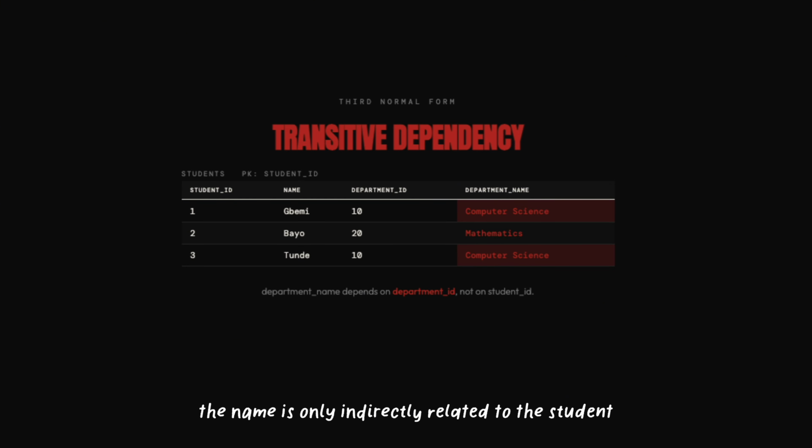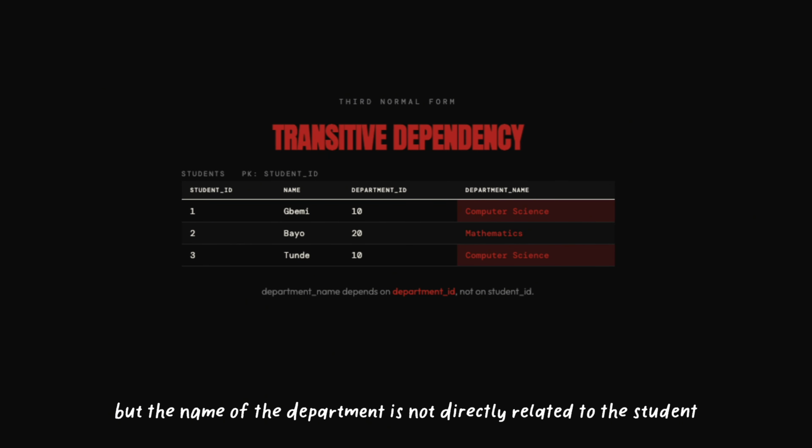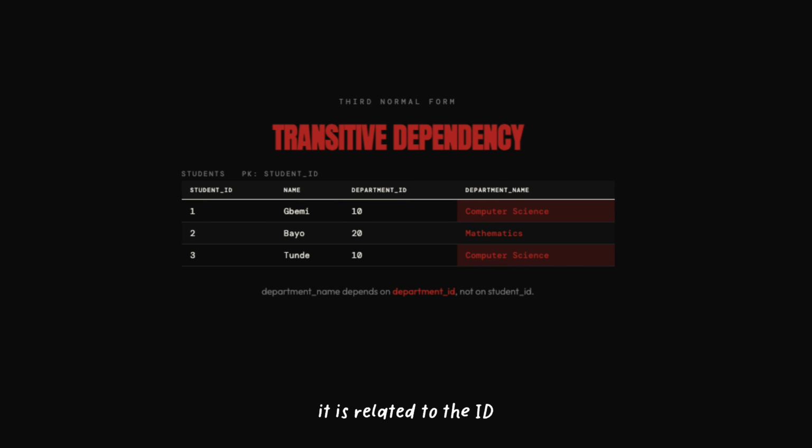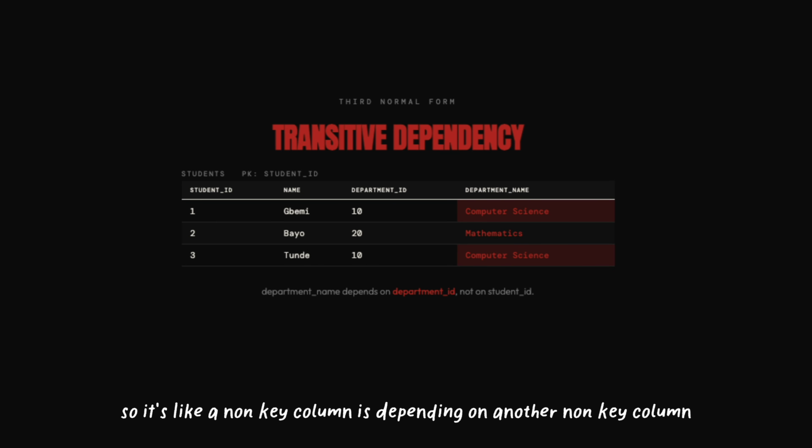The name is only indirectly related to the student. It's not directly related. It is the ID that is directly related to the student, but the name of the department is not directly related to the student. It is related to the ID. So it's like a non-key column is depending on another non-key column.